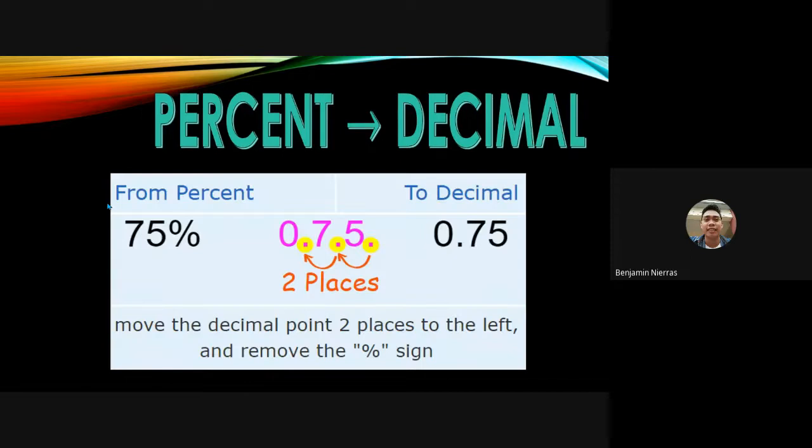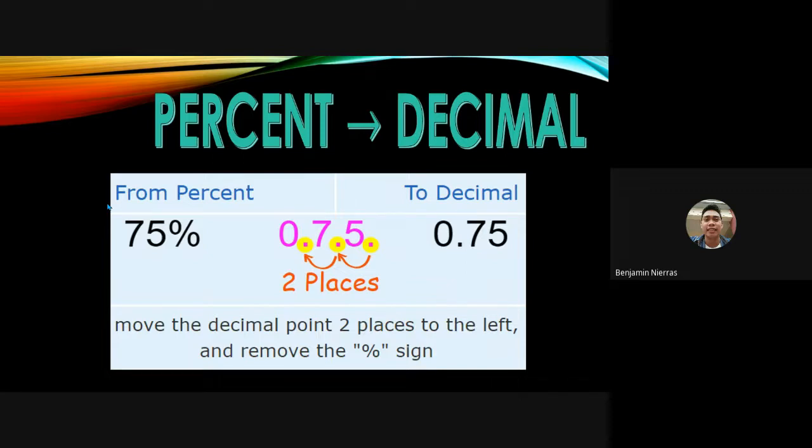How about vice versa? Percent to decimal. Suppose our given is in percent form, 75%, and we want to make it in decimal form. We will reverse the process. Instead of moving the decimal point to the right, we will move the decimal point to the left by two places. And then, why do we move the decimal point to the left?